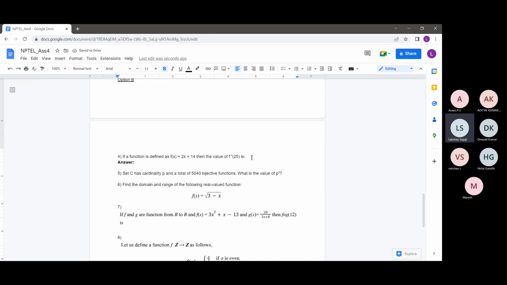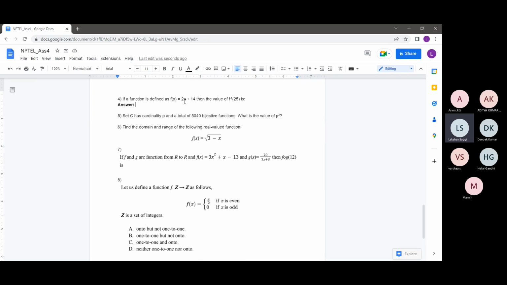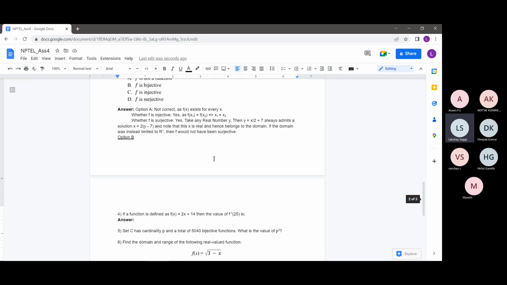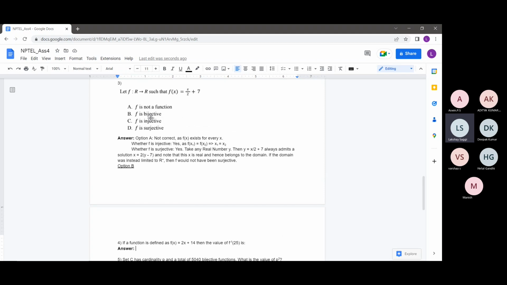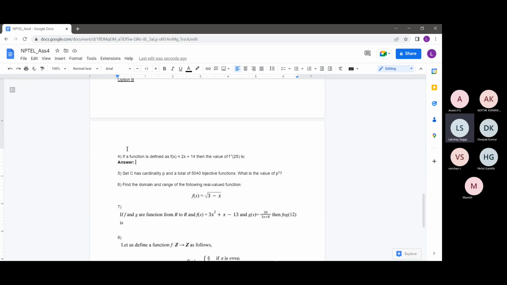So the fourth question basically asks us, if a function is defined as f of x equals 2x plus 14, then the value of f inverse of 25 is. So another thing to note is that basically if f is bijective, then only is it invertible. You guys must have heard this in lectures also. And we have been taught this in high school, if I remember correctly, that a function is invertible if and only if it is bijective. So yeah, just pointing it out. So here in the fourth question, it is asking if a function is defined as f of x is 2x plus 14, then the value of f inverse of 25 is.